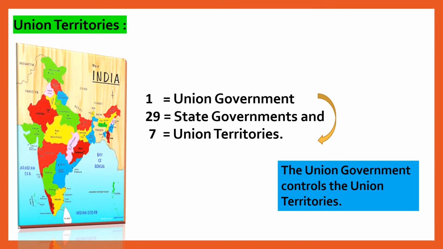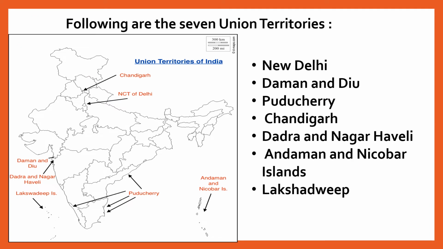Union territories. In India, there is a union government, 29 state governments, and 7 union territories. The union government controls the union territories. Following are the 7 union territories: New Delhi, Daman and Diu, Puducherry, Chandigarh, Dadra and Nagar Haveli, Andaman and Nicobar Islands, and Lakshadweep.